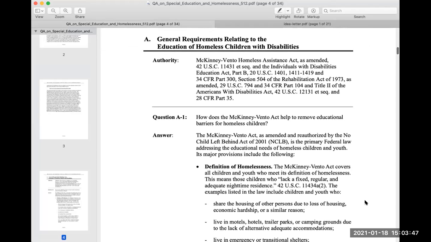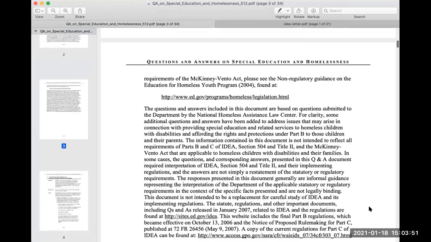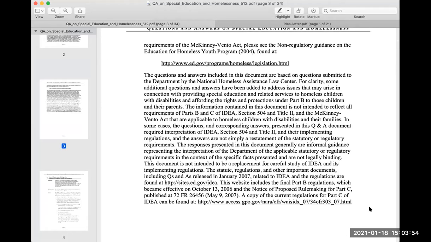For more information on the questions and answers on special education and homelessness requirements of the McKinney-Vento Act, please see the Non-Regulatory Guidance on the Education for Homeless Children and Youth Program, 2004, found at http://www.ed.gov/programs/homeless/legislation.html. The questions and answers included in this document are based on questions submitted to the department by the National Law Center on Homelessness and Poverty. For clarity, some additional questions and answers have been added to address issues that may arise in connection with providing special education and related services to homeless children with disabilities and affording the rights and protections under Part B to those children and their parents.